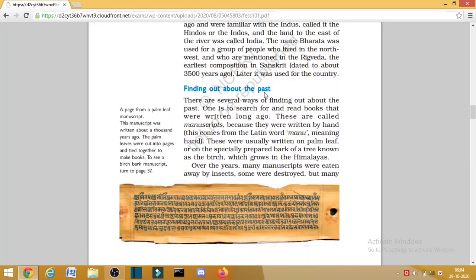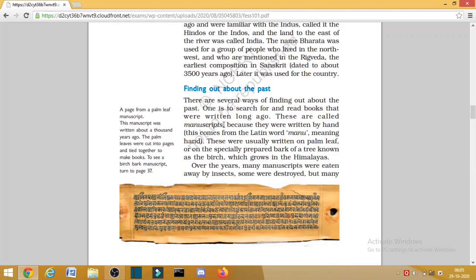Finding out about the past. There are several ways of finding out about the past. One is to search for and read books that were written long ago, long years ago. These are called manuscripts.